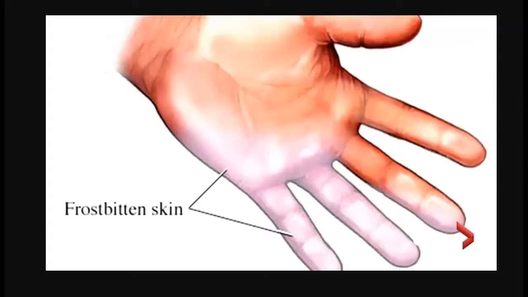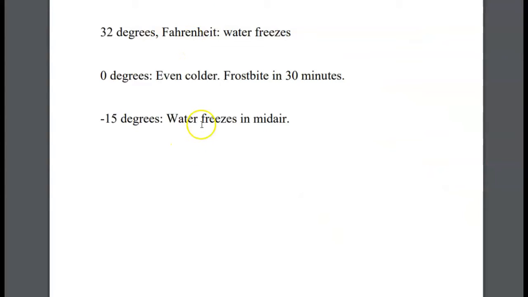At 0 degrees, if you're outside for half an hour, you can get frostbite, where there's soft tissue damage to your skin. That can be very, very dangerous. You can get even colder. Let's take a look and see what negative 15 degrees is like.